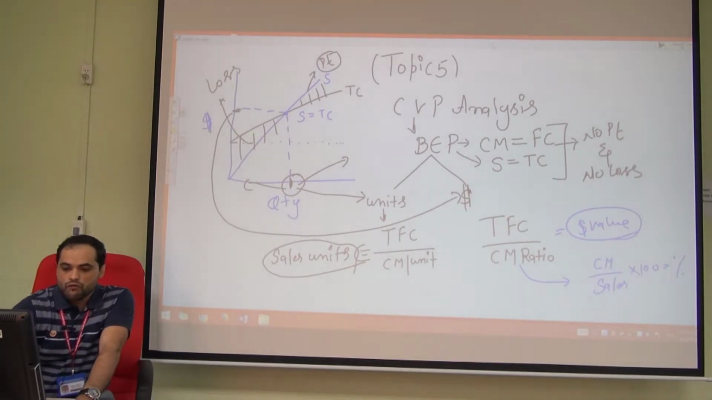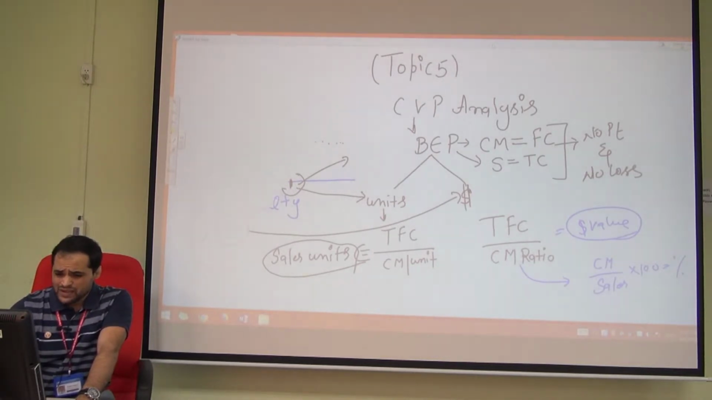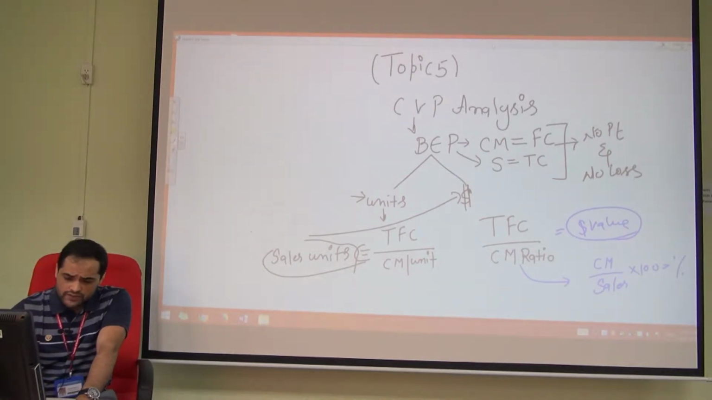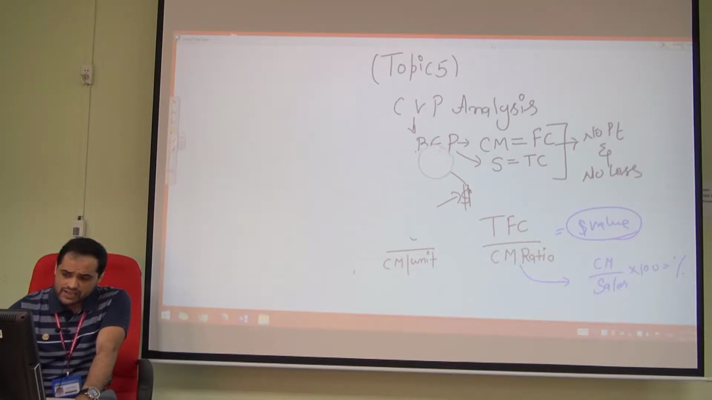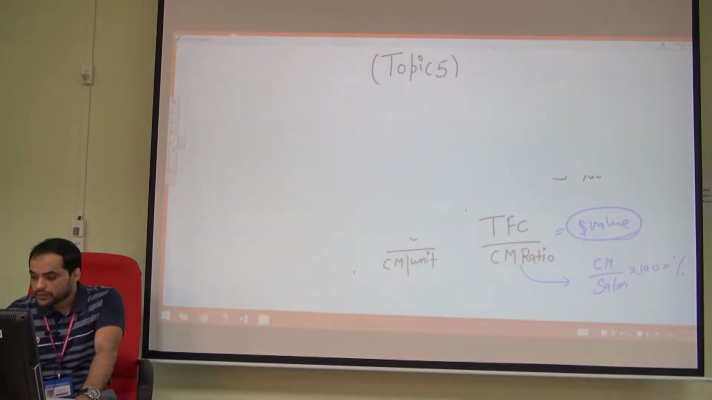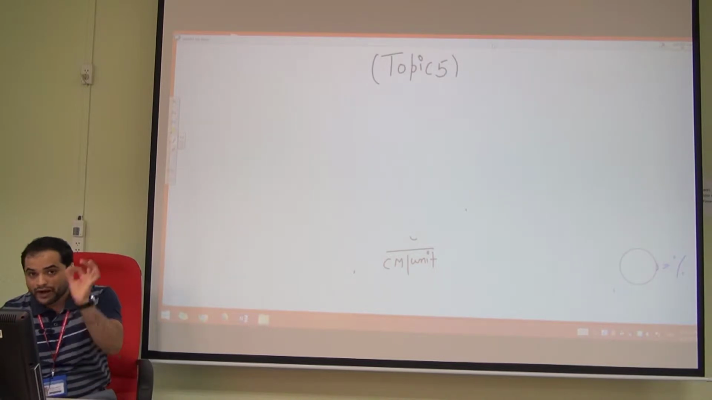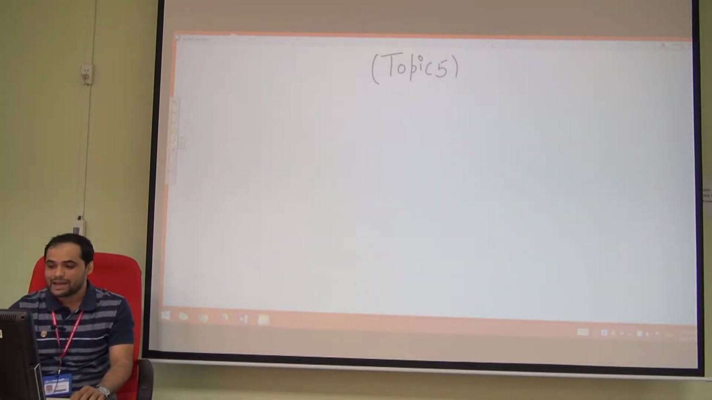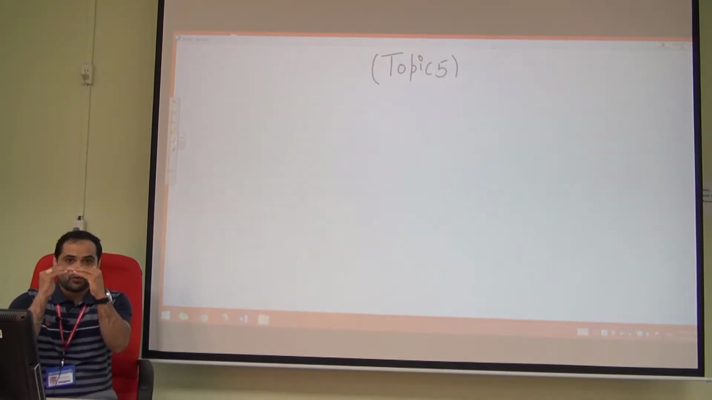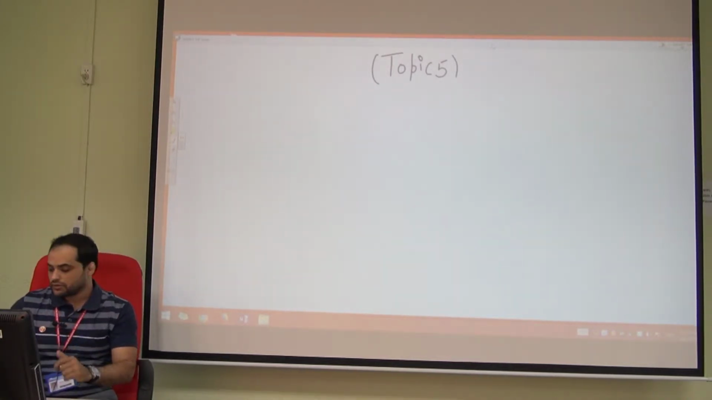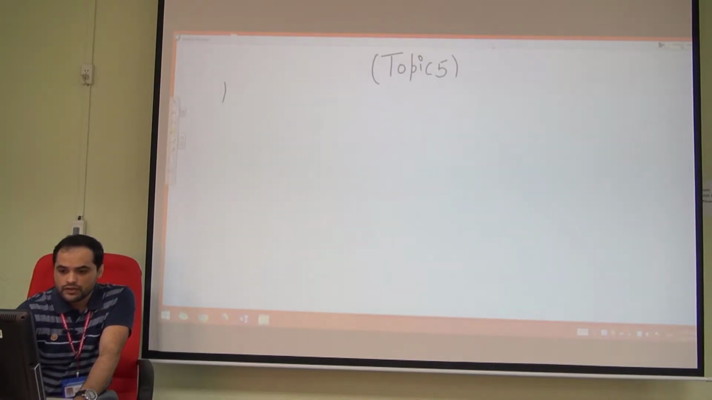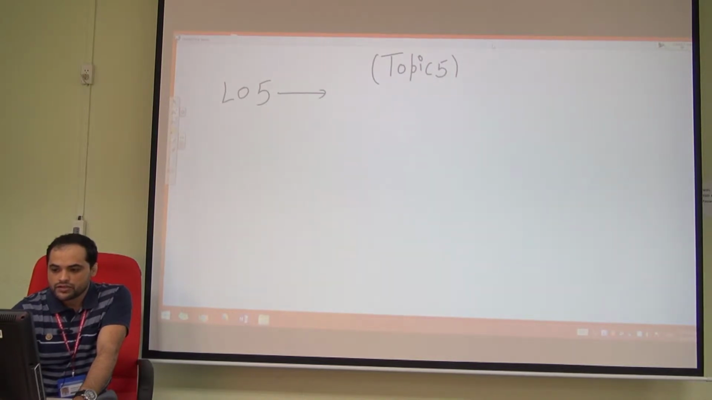Right? So now we move on to the next learning outcome, which is margin of safety. Now, what does margin of safety mean? Margin of safety is that point where, if your sales drop below it, you're going to suffer a loss. You can see from the name, margin of safety, it means you are safe at that point. If you go below, then you're going to suffer a loss. So that's called the margin of safety. So your learning outcome 5 is margin of safety.